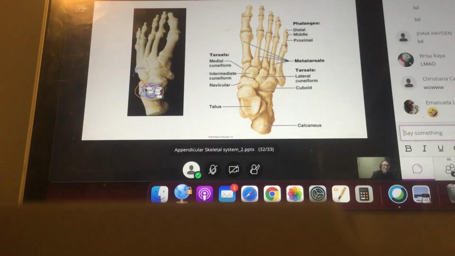All right, that's it, guys. Good. Now we're gonna stay medial. The next one, navicular. That's it. You got it. Staying medial. Good. Navicular.